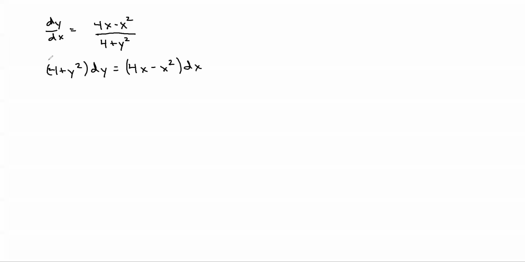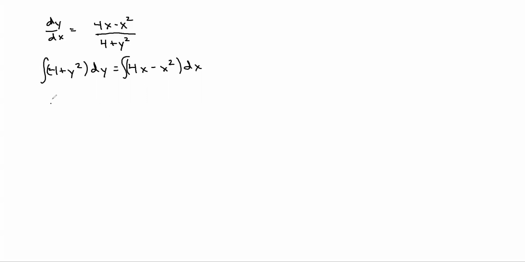So we have dy dx equals 4x minus x squared over 4 plus y squared. All right, so just again, the variables are separated. We have x's and y's that are not together. So we can go ahead and move the y's over to the left-hand side, and we can move the x's over to the right-hand side. And then we can just throw in some integral symbols.